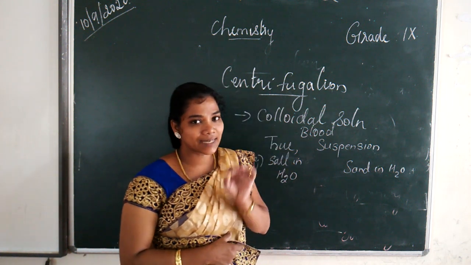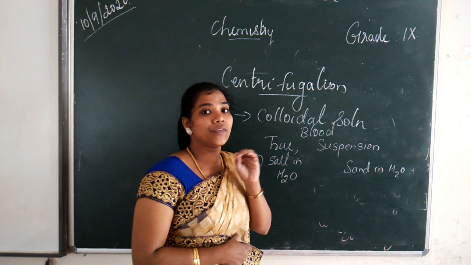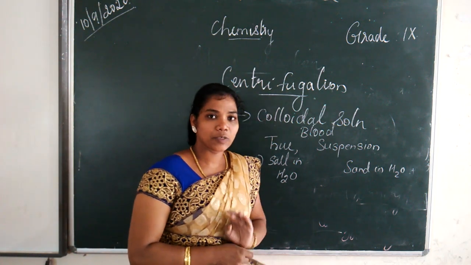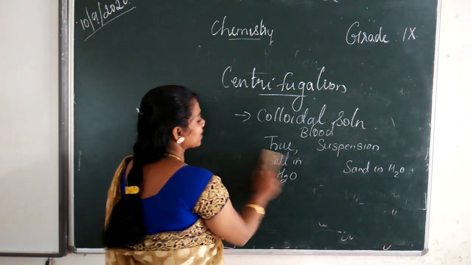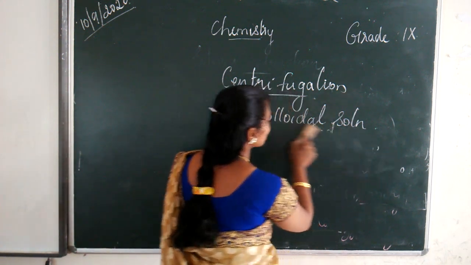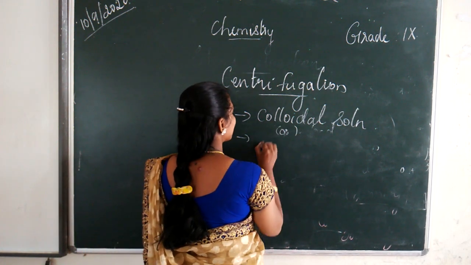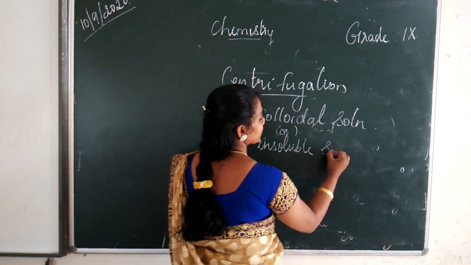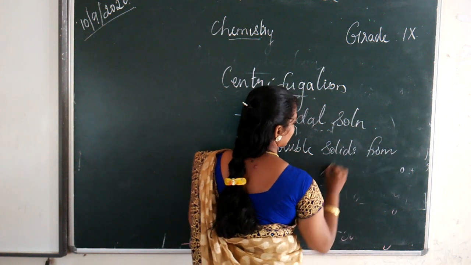or that do not get sedimented? Also we cannot filter them. How can we separate? By using the technique called centrifugation. By using the technique called what? Centrifugation. So this is the technique which is used to separate colloidal solution, or you can say to separate insoluble solids from liquid. Insoluble solids from liquid.